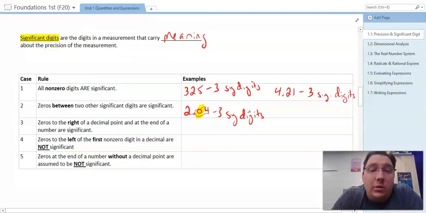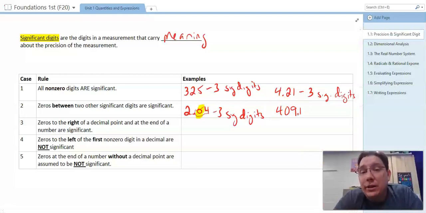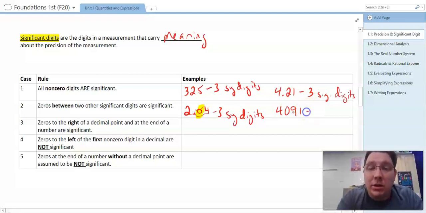Now, what about a number like 4,091? Again, the 0 there is between 2 significant digits. And so how many significant digits would be in this number? The 0 would be included, so this is 4 significant digits.